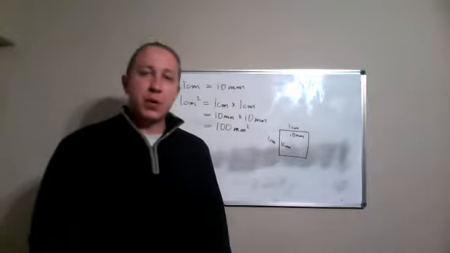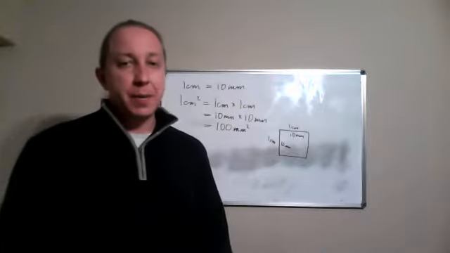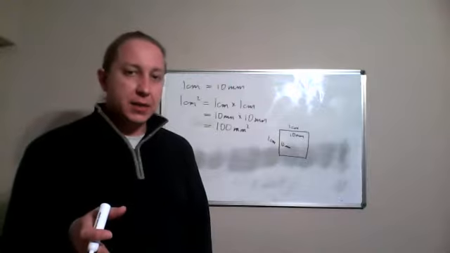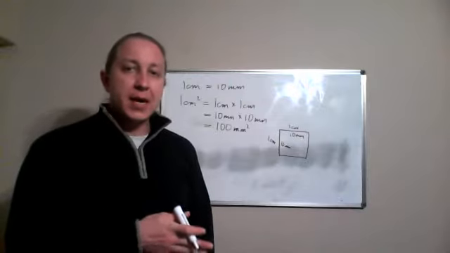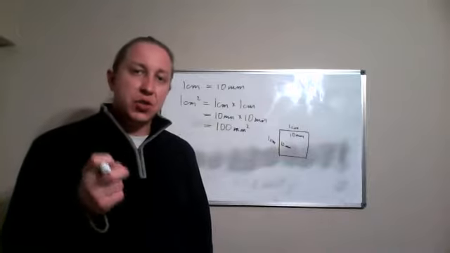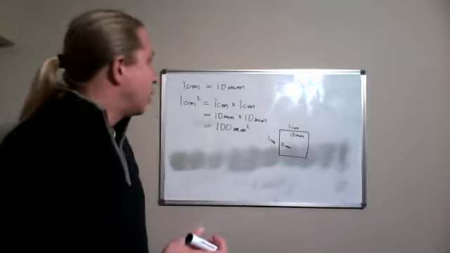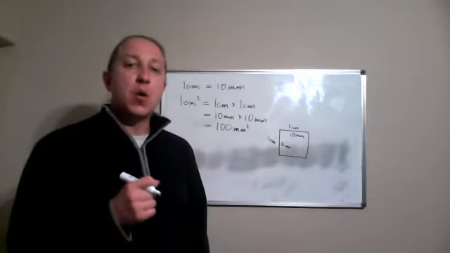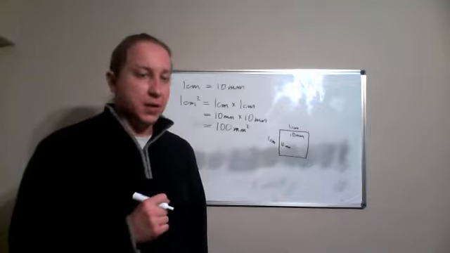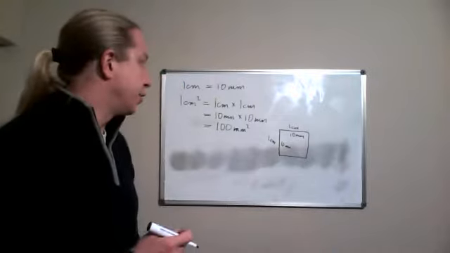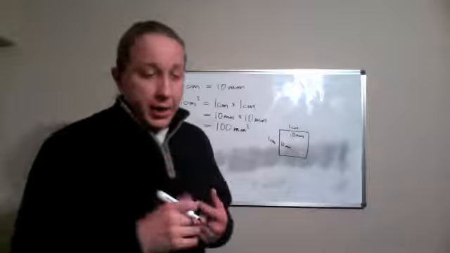Same thing will work with meters squared and kilometers squared. So 1 kilometer equals 1,000 meters. 1 kilometer squared equals 1,000 meters squared, so it will be 1,000 squared, which is what, 1 million. So 1 square kilometer is 1 million square meters. 1,000 times 1,000: 3 zeros and 3 zeros, that's 6 zeros. All right, so let's continue.